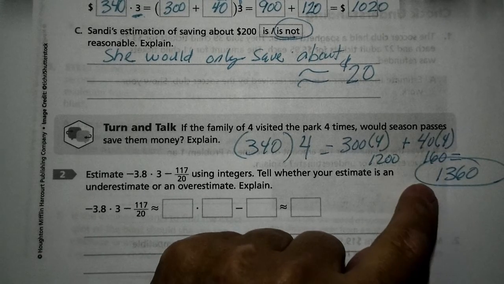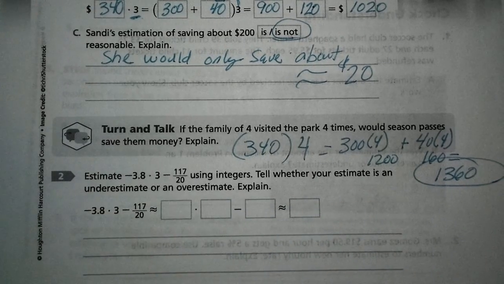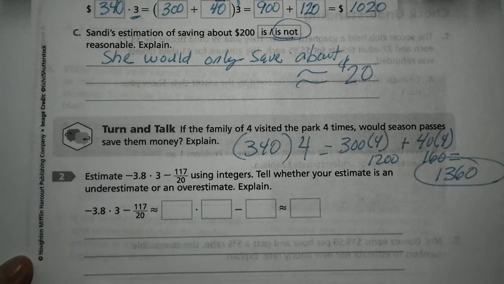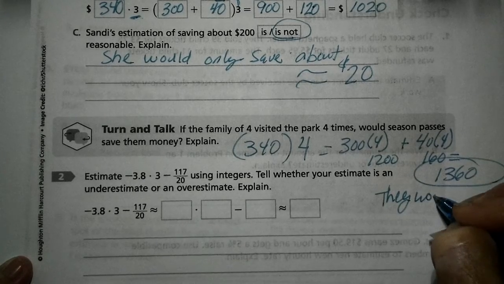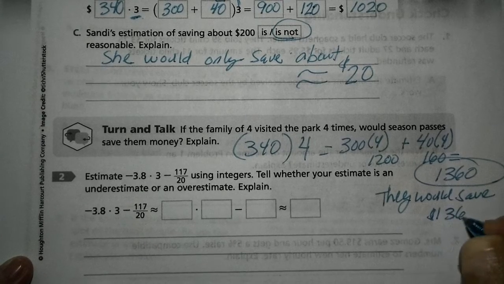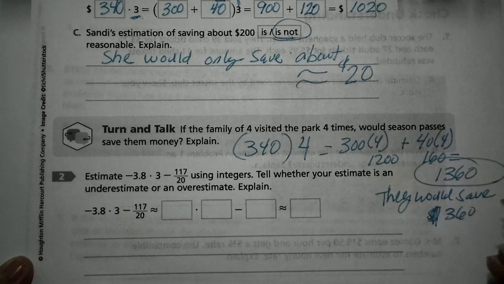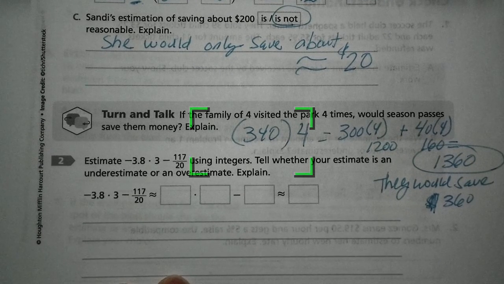So if they go 4 times, they're going to pay 1,360 versus if they just buy the season pass, it's only $1,000. So they would save $360 if they bought the season pass, if that's the case, to go 4 times. So yes, they would save money.